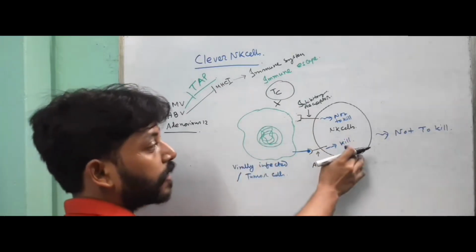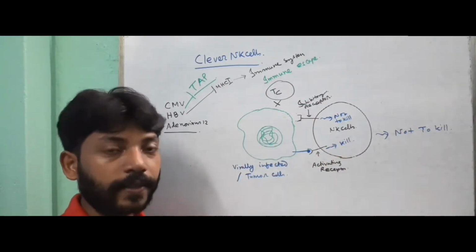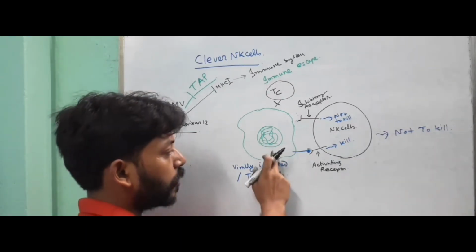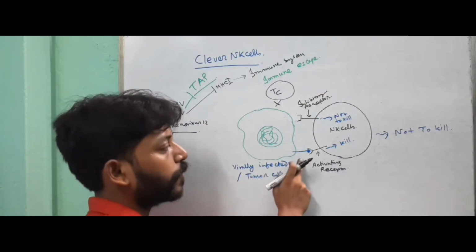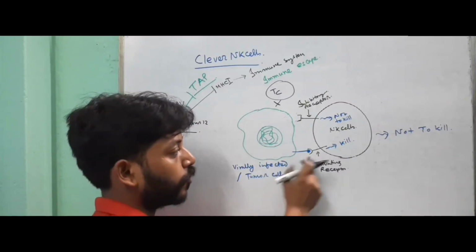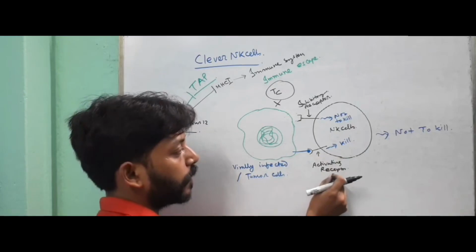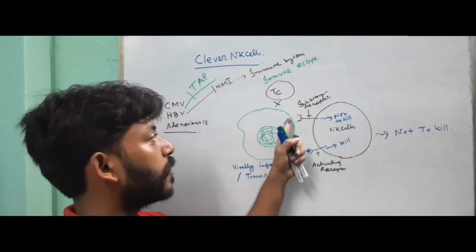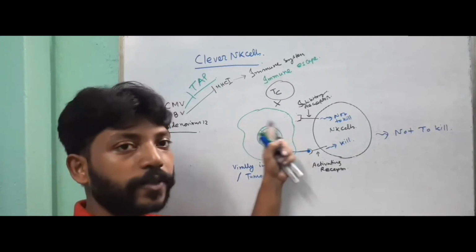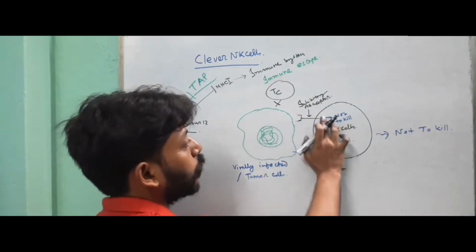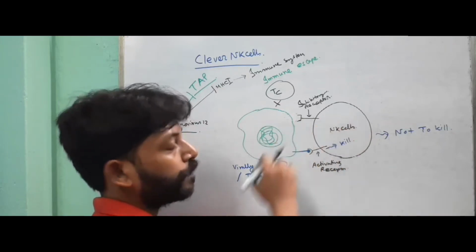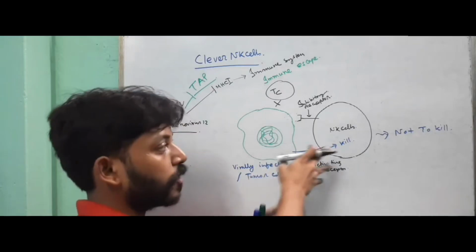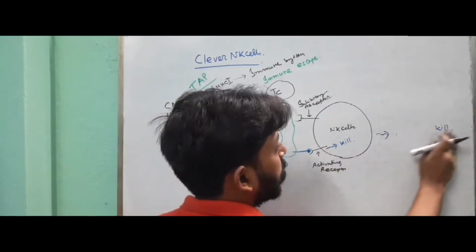But the NK cell has a mechanism by which it can sense that this cell is virally infected or a tumor cell. This virally infected or tumor cell expresses the activating ligand, so it attaches to the activating receptor and sends the signal to the NK cell to kill the cell. But when there is no MHC-I molecule, the inhibitory receptor does not send any signal to the NK cell, and only the kill signal goes, and this NK cell kills the cell.